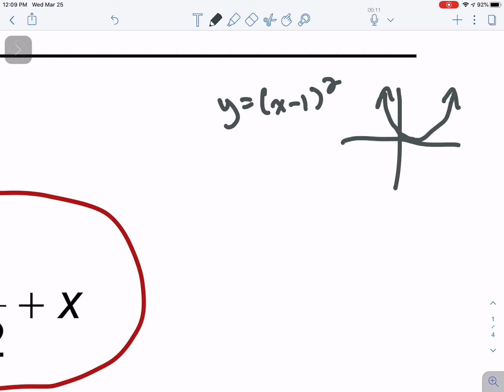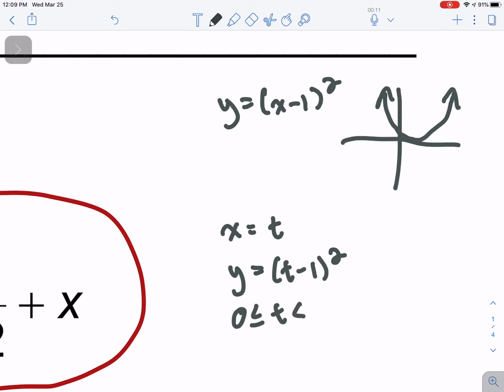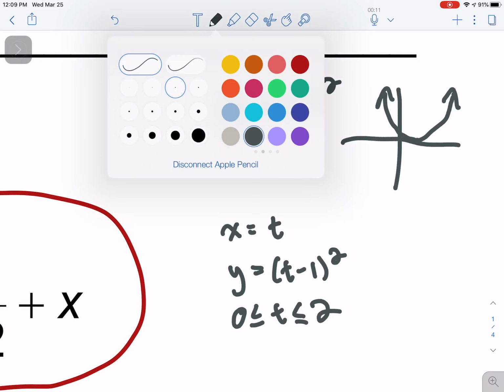But now if I go into parametric, let's say that I want x to equal t, y to equal (t minus 1) squared, and let's say I want t to be from 0 to 2. So in order to graph this one, I'll do this in a different color.